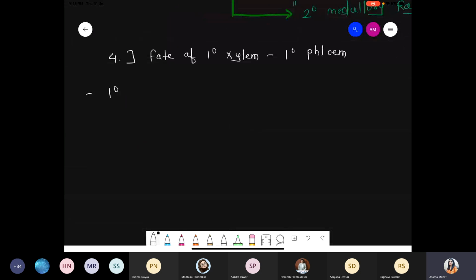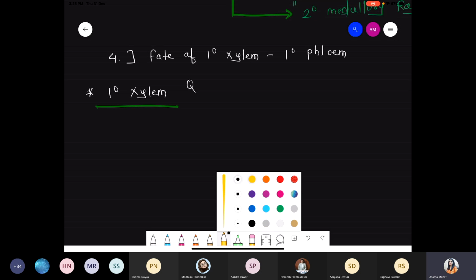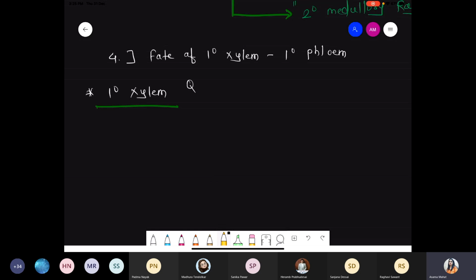So we are talking about the fate with respect to primary phloem and primary xylem. First of all, number one, what is exactly the fate with respect to primary xylem? What happened with respect to primary xylem? Basically, you know very well primary xylem is quite a hard tissue. These are quite strong tissue, right? And why? Because inside the xylem, tracheids are present, vessels are present, fibers are present. All these three are dead tissue. Dead tissue means sclerenchyma tissue. Obviously they are quite hard.